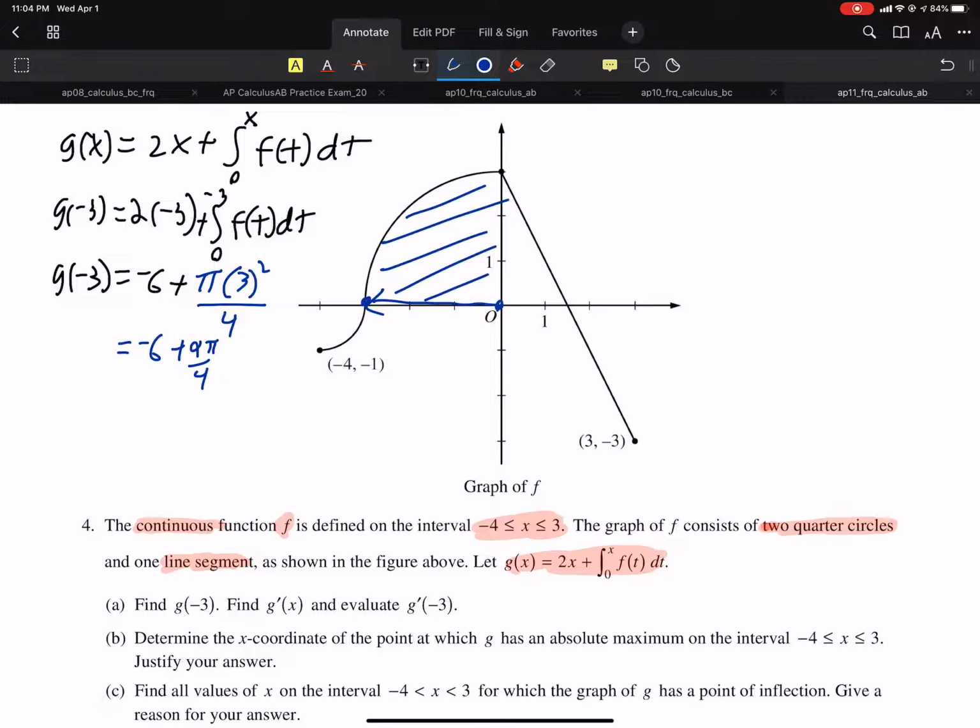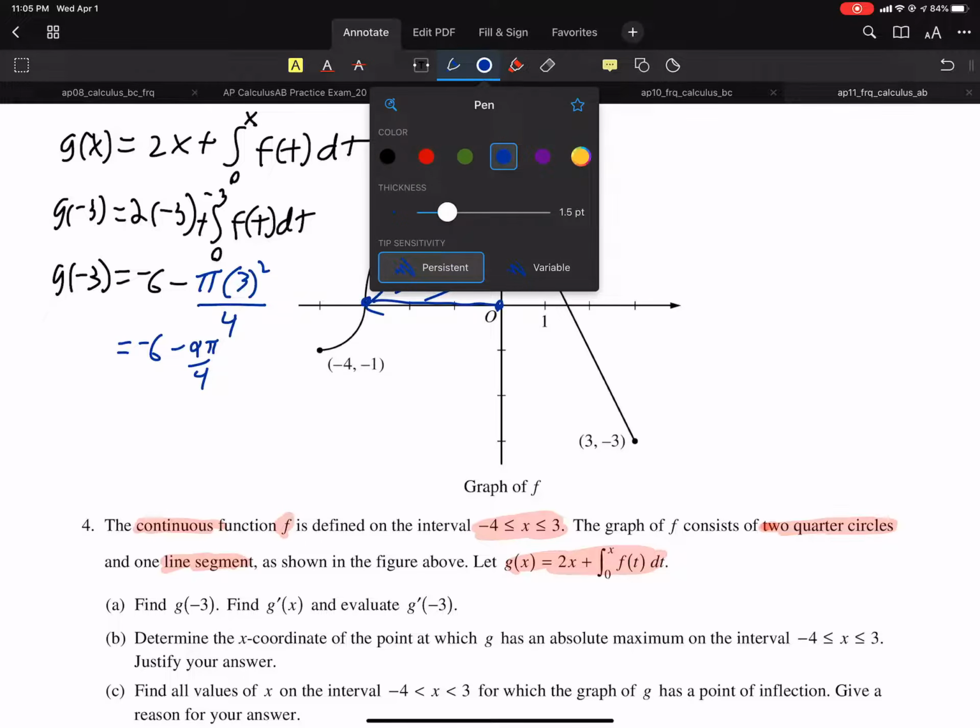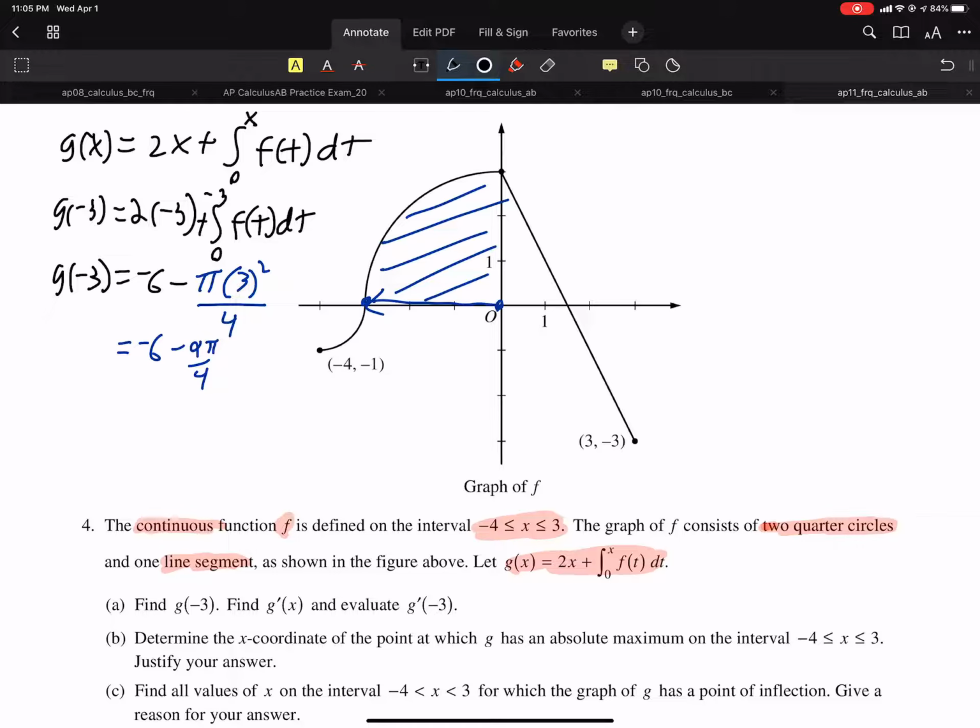Oh, Yoshida made a mistake. What did I just say? If you integrate backwards, it's opposite. Since this area is above, and we're going backward, it should be minus, not plus. That should be minus, not plus. All right, that's part of part A.